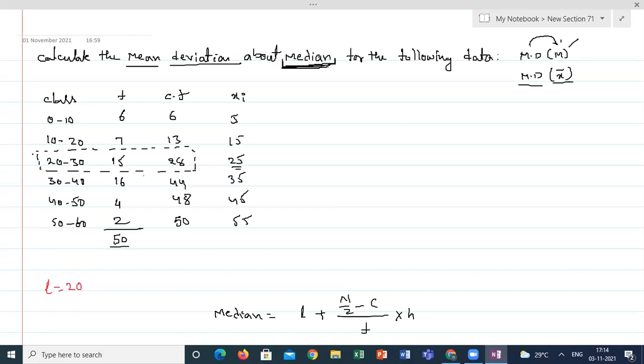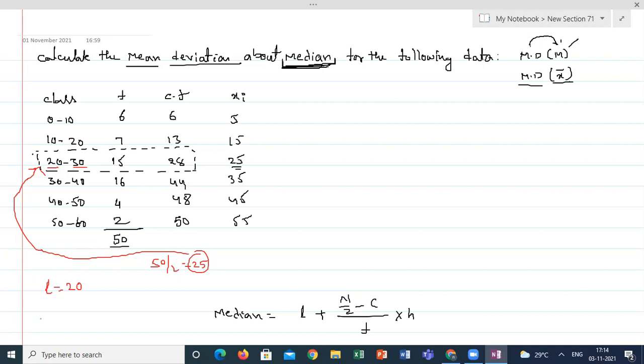That's the reason I am rounding off this one. L is equal to 20. How to locate the L value? 50 by 2 is 25. Which class does 25 belong to? It is in between 20 and 30. So your L is the lower limit of the class interval containing N by 2. Wherever the 25th observation falls, take the lower limit of that class interval. So for 20 to 30, where 25 falls, 20 is the L value.